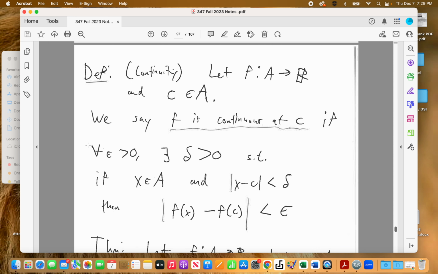Continuous function, of course. Super duper important. We love continuous functions. We love differentiable functions. Both very important definitions.